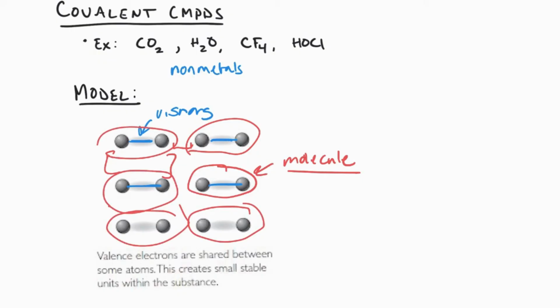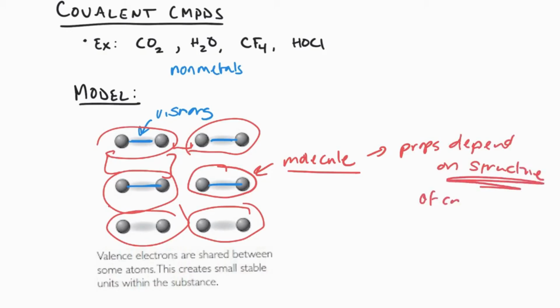Okay, and the cool thing about covalent compounds is that the properties of this molecule depend entirely on how those atoms are arranged. So the properties depend on the structure of the compound, which depends on what's there and how those things are connected, which is kind of cool because covalent compounds can have vastly different properties from each other. This is the type of bond substance that has the most varied properties.